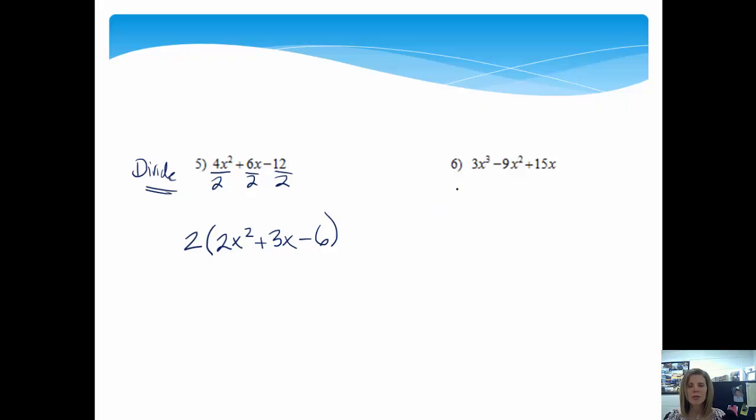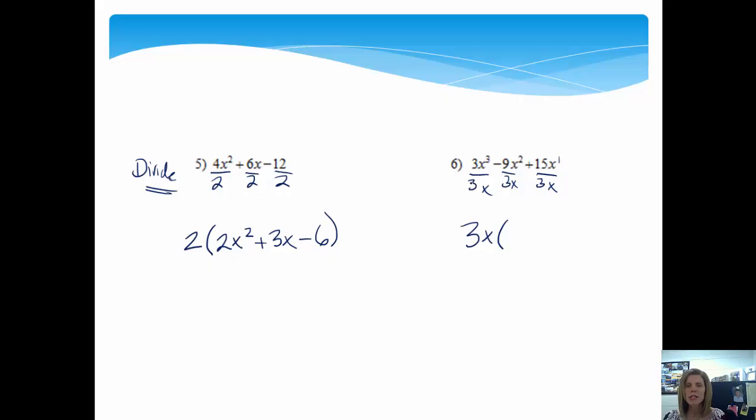Okay, number 6, let's do that same thing. I'm going to look at all 3 parts again. What number would go into 3 and 9 and 15? I know that that number will be 3. And then I do notice that they all have an x this time. So which one is the smallest? It's going to be the x to the first. So I'm just going to write down the x. I'm then going to write that underneath each part. And unless you're really good at these, please make sure you do that step. We are now ready to divide.